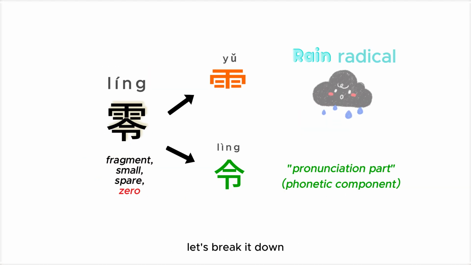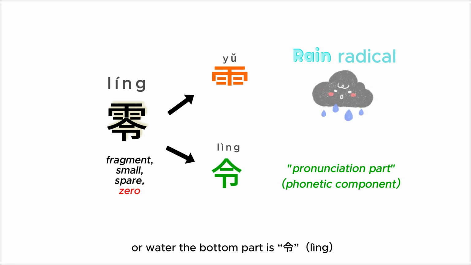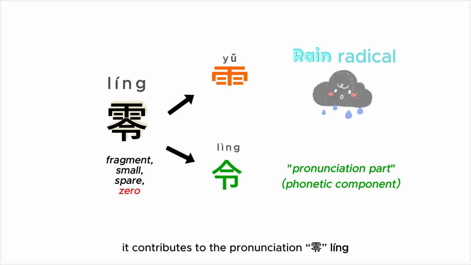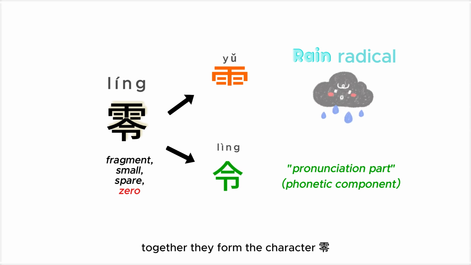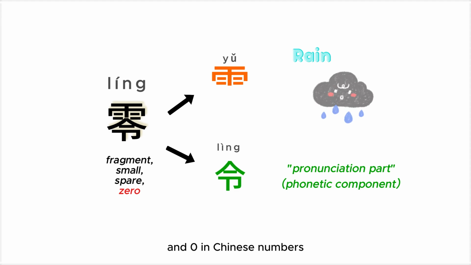Let's break it down. The rain radical on top, which often appears in characters related to weather or water. The bottom part is 令, which means command or order on its own. Here, it contributes to the pronunciation 零. Together, they form the character 零, meaning fragment, small, spare, and 0 in Chinese numbers, 零.